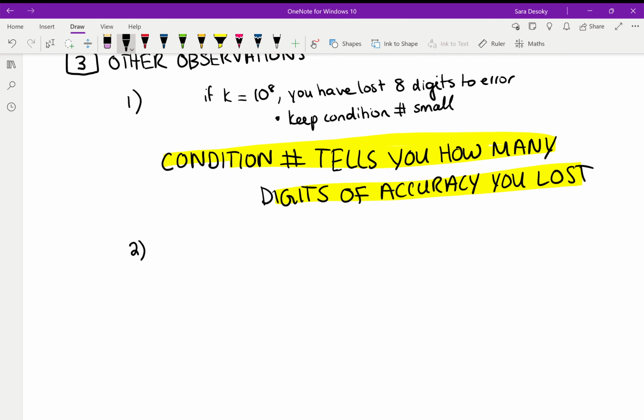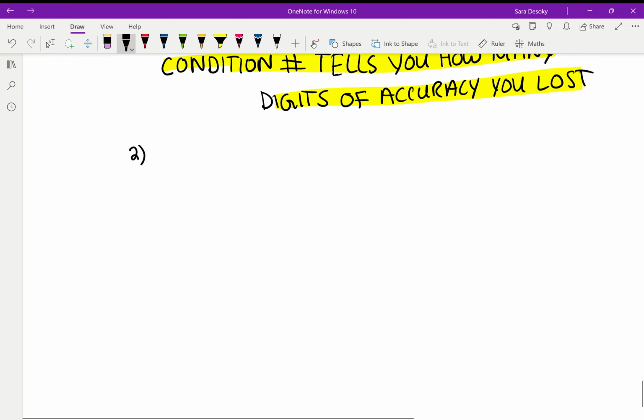So, an example. I like this example because it's simple and it illustrates the point.